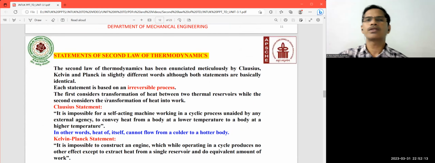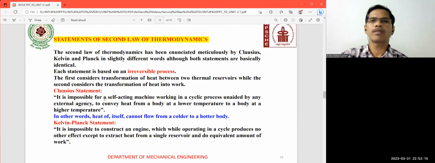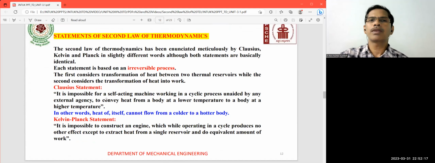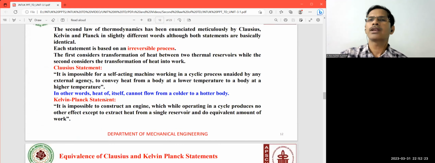These are the two statements which are connected. That is the Clausius statement and the Kelvin Planck statement. The Clausius statement states that it is impossible for a self-acting machine working in a cyclic process, unaided by an external agency, to convey heat from a body at lower temperature to a body at higher temperature. So in other words, heat itself cannot flow from a cold body to a hotter body.